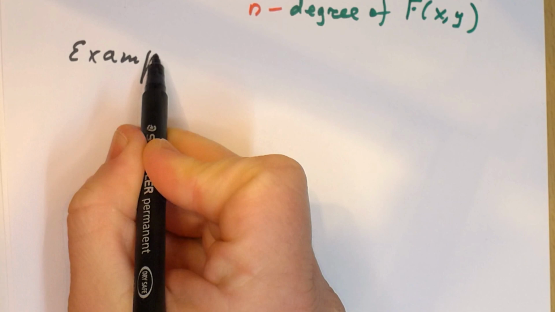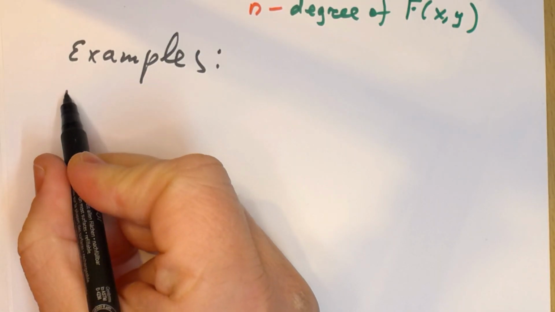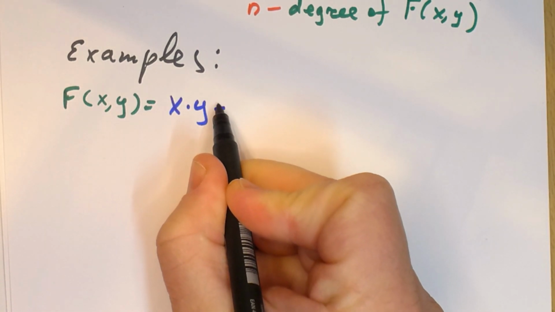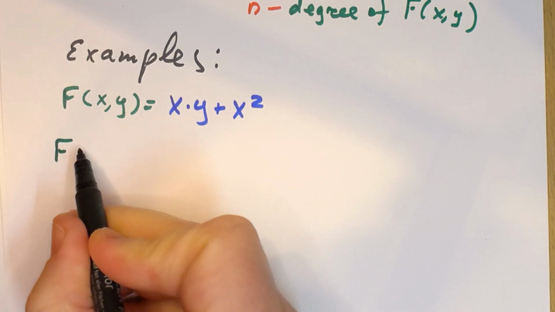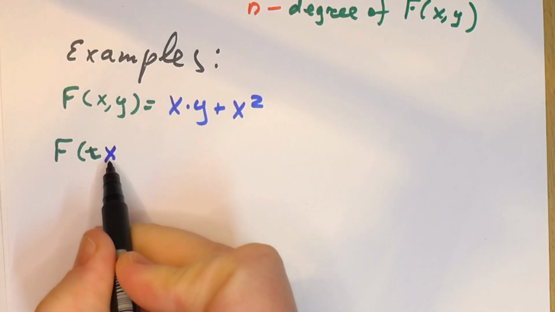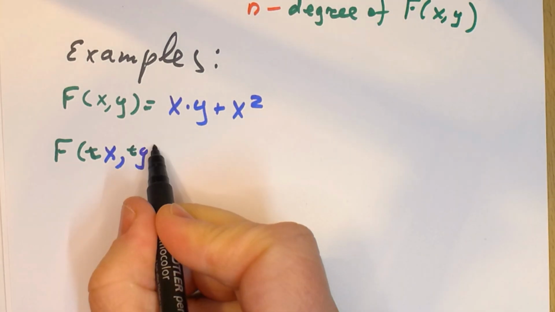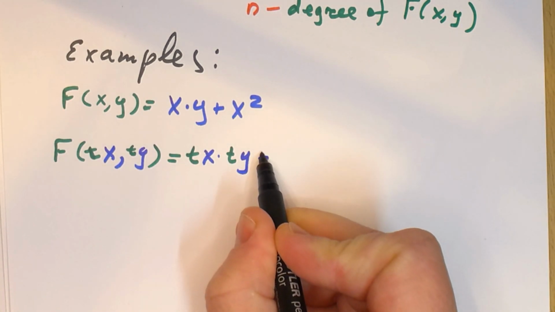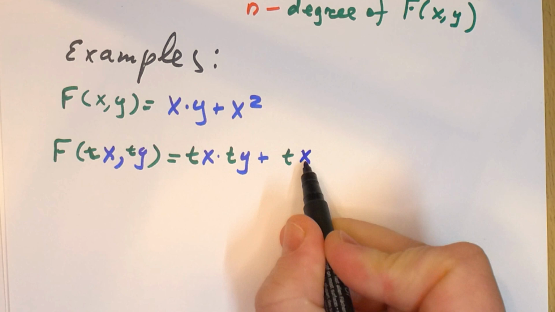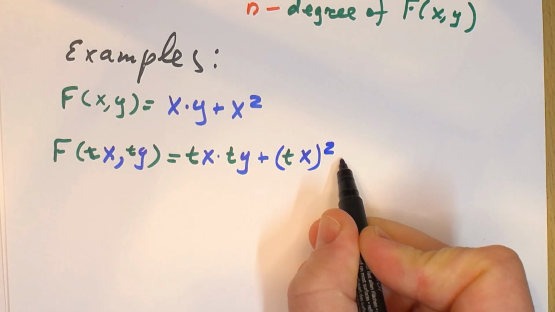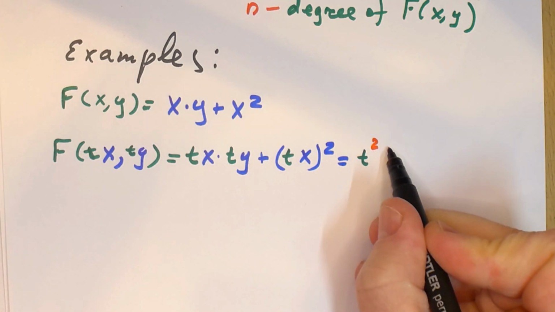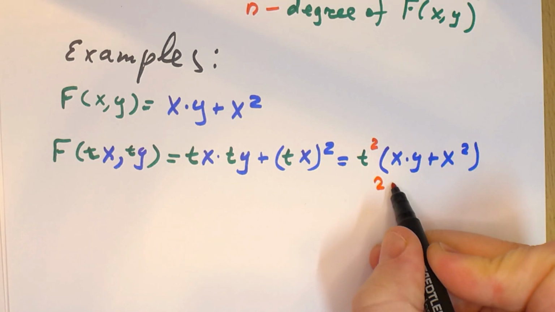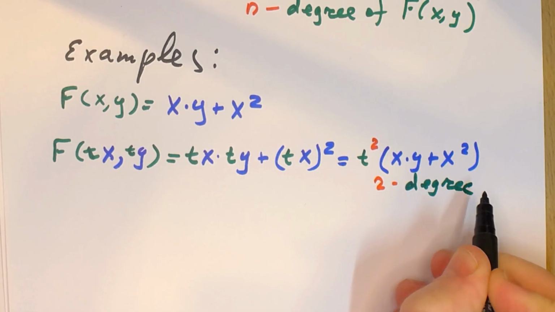So let's consider some examples. For example, if f(x, y) is equal to x times y plus x squared, let's calculate f(tx, ty). That will equal tx times ty plus tx squared, and it is equal to t squared multiplied by (x times y plus x squared). And definitely this function has degree 2.